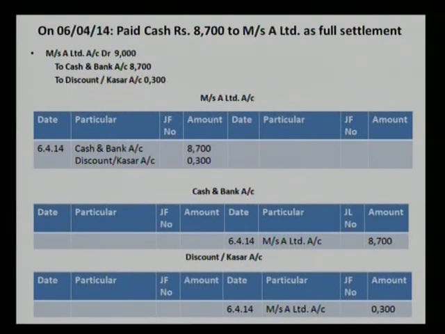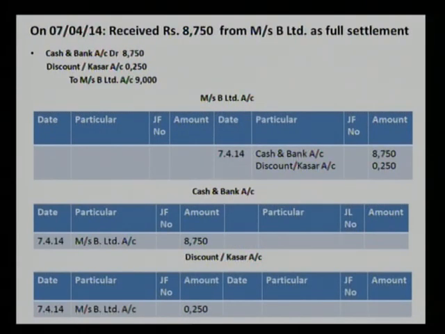Now we have to credit 2 parts. First one, we have to credit the cash and bank account, but at the particular column we have to mention Messrs A Limited's account, and we have to mention the amount by rupees 8,700. Finally, we have to open the discount or the Kasar account. At the credit side, we have to mention the date as well as the name of the counter account, that is Messrs A Limited's account, and it will be posted with the same amount of 300 rupees.